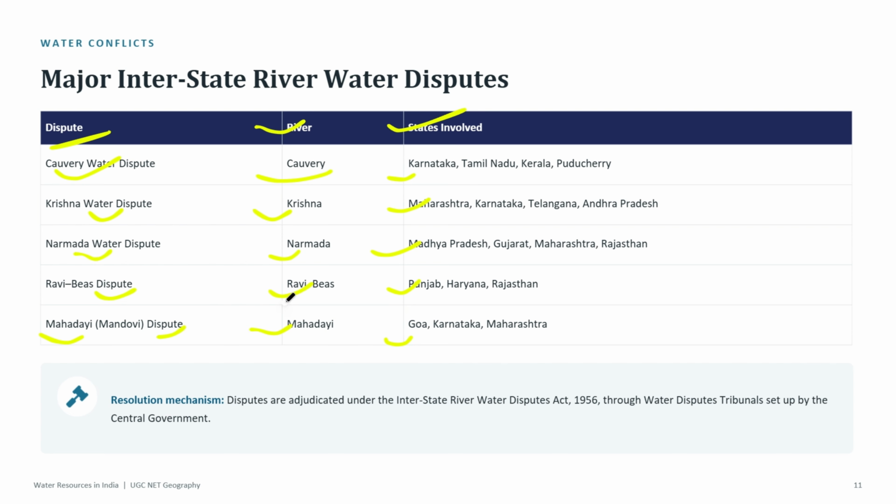Okay, resolution mechanism: disputes are adjudicated under the Inter-State River Water Disputes Act 1956 through a Water Disputes Tribunal set up by the central government.